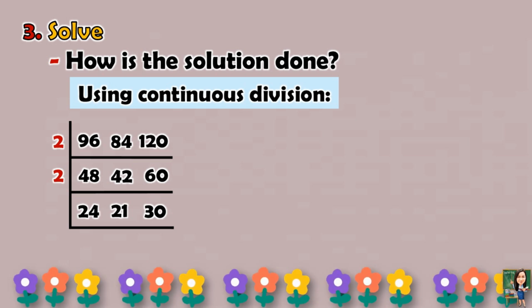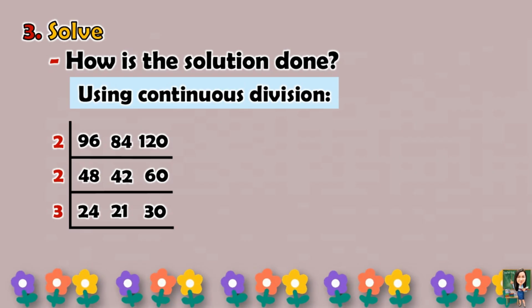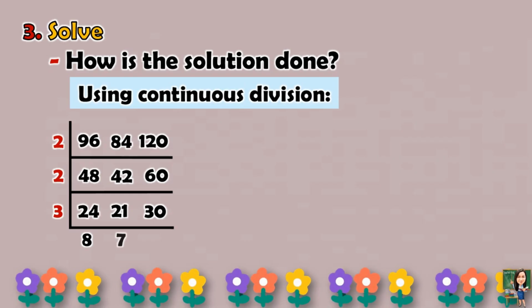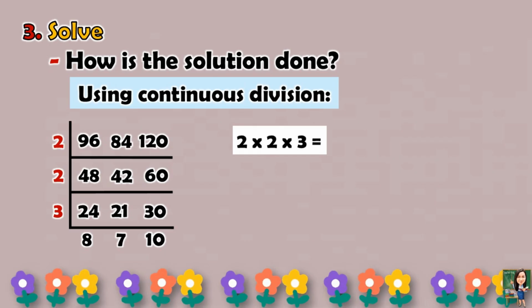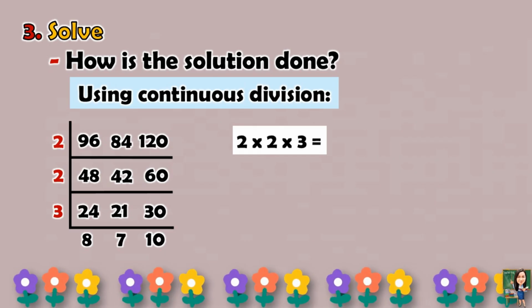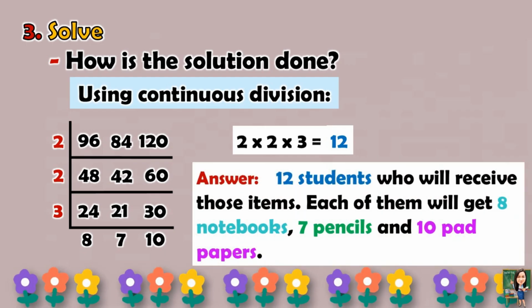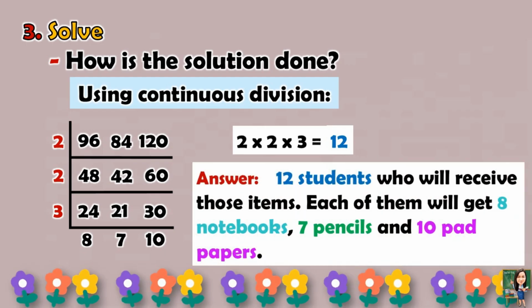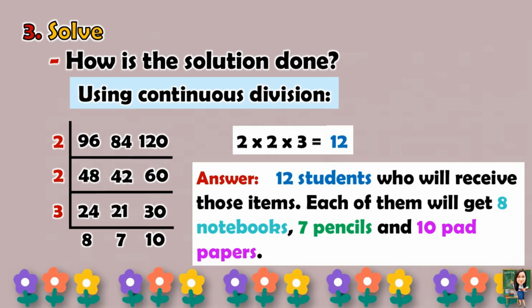24, 21, and 30 are divisible by 3. 24 divided by 3 is 8. 21 divided by 3 is 7. And 30 divided by 3 is 10. The factor is 2 times 2 times 3 equals 12. There are 12 students who will receive those items. Each of them will get 8 notebooks, 7 pencils, and 10 pad papers. 12 is the greatest common factor.